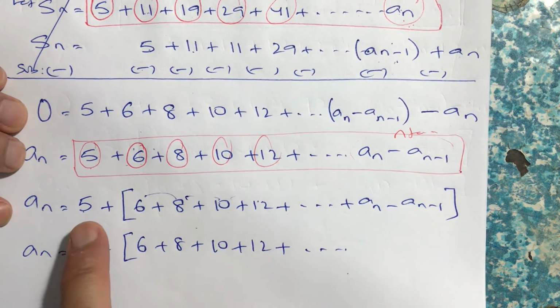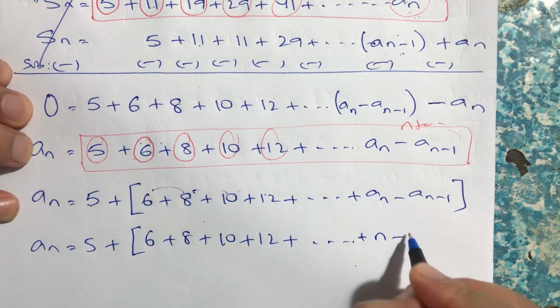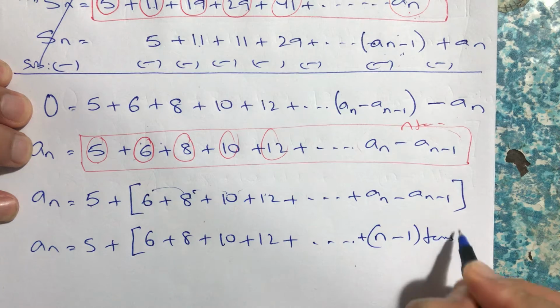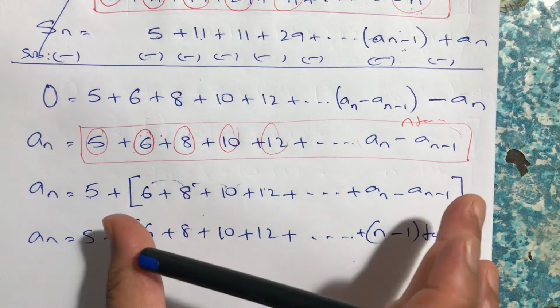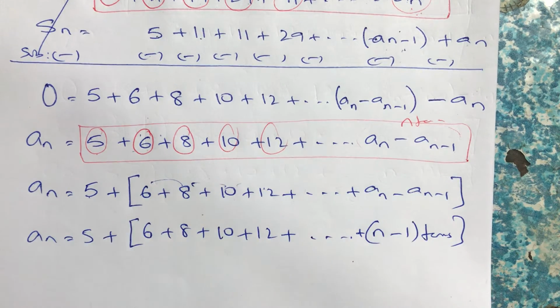Same way, we had a total of n terms. From the n, since 5 is the odd one, we take the 5 out. So the remaining will have how many terms? It will have one less. That means n minus 1 terms. So in this series, we had a total of n terms, but from there we are excluding 5, which means now we'll be left with one less term. That is, we'll have n minus 1 terms.